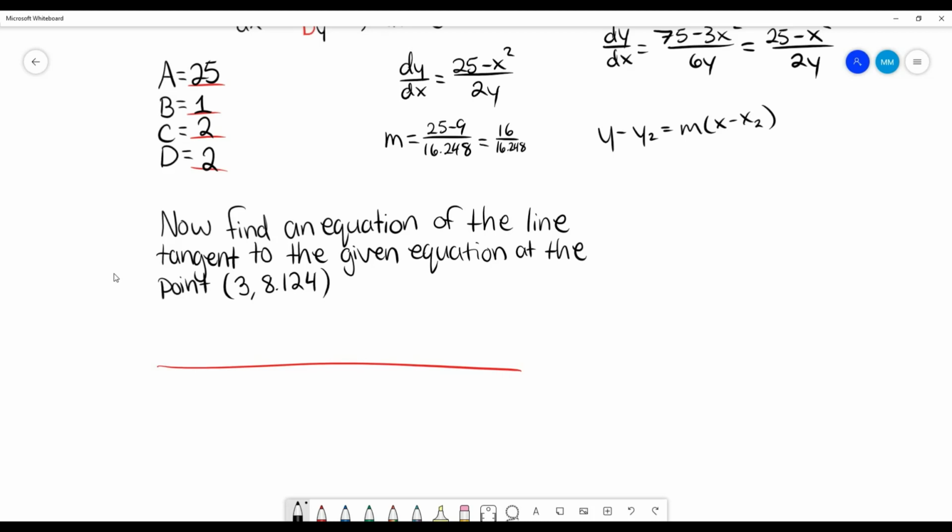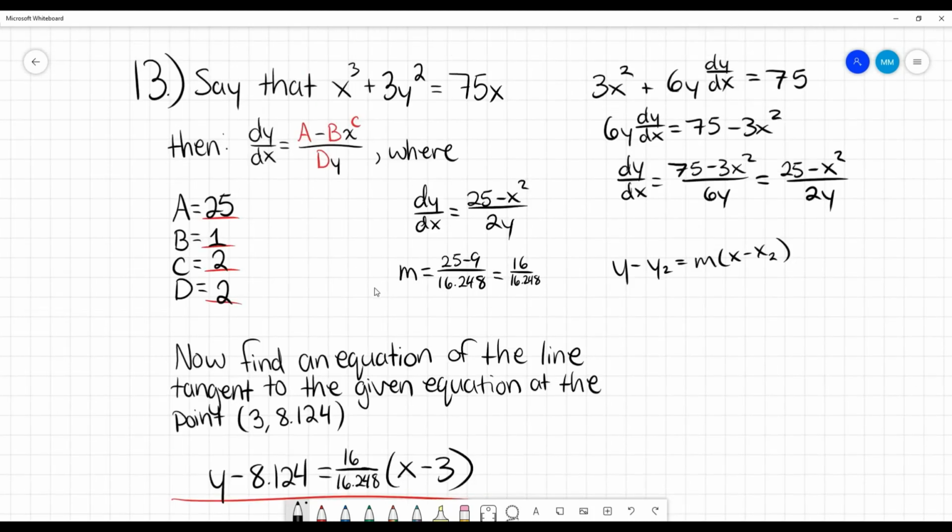So it's going to be y minus our y term, which is this right here, equals our slope. Feel free to use a calculator for this part. I recommend it for the actual homework, but I'm just doing this for time's sake. So it's our slope times x minus our x value, and boom. That's all there is to it. And I think, yeah, that was our last question for this one.